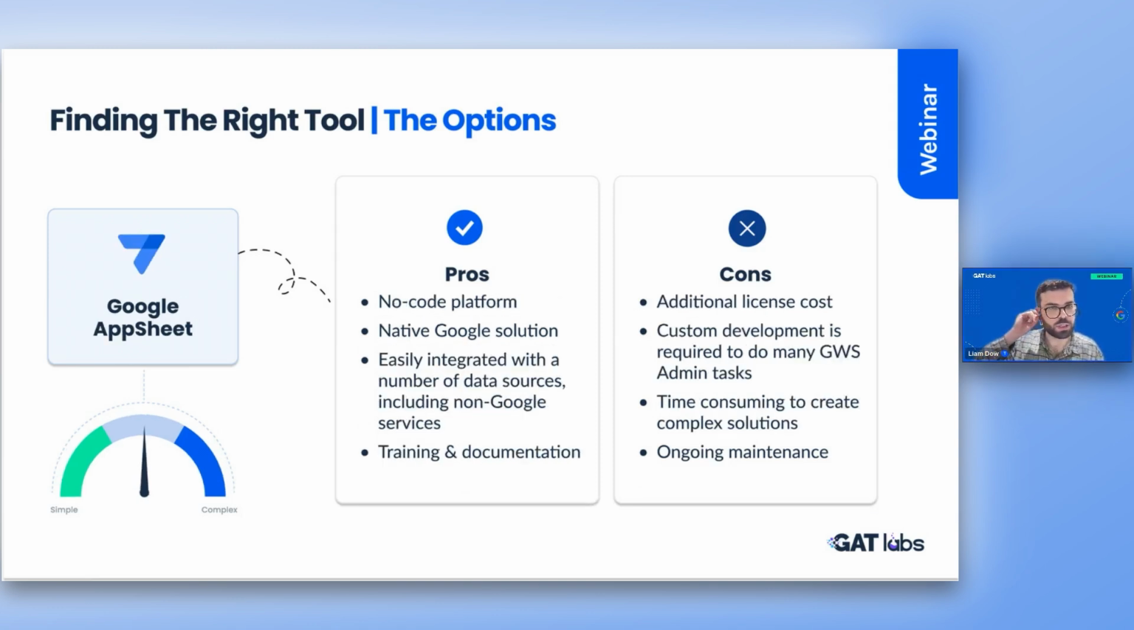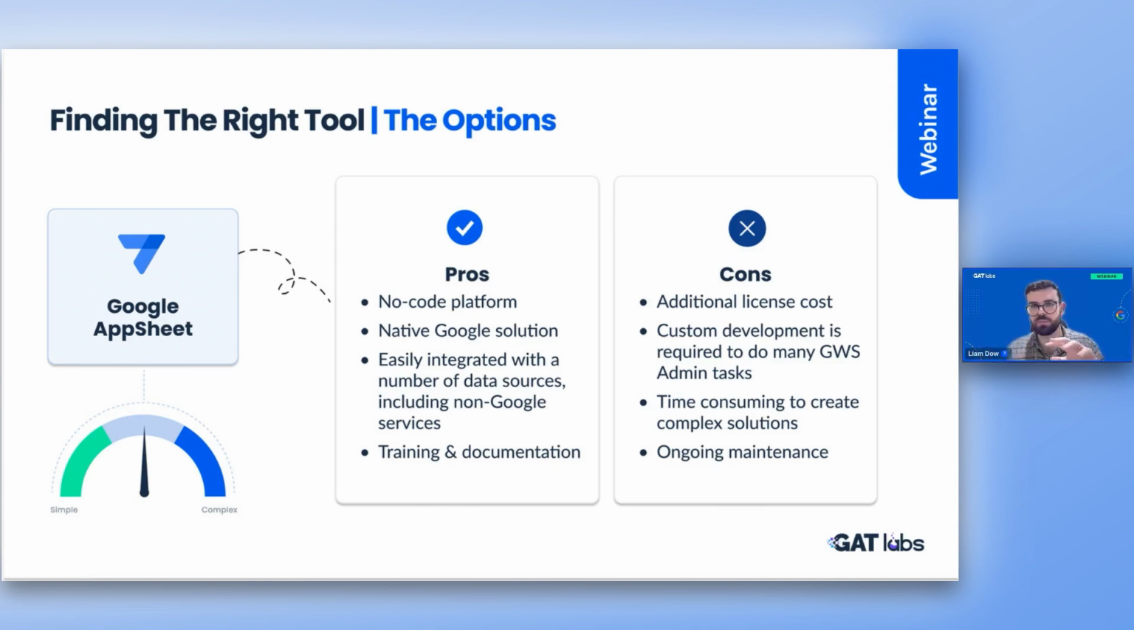And then Google App Sheet. Again, this is a native Google solution. It is relatively new. It's a no-code platform which you can use to build your own applications in Google Workspace. And out of the box, it integrates with a bunch of their APIs and even non-Google services. I think Dropbox being one.